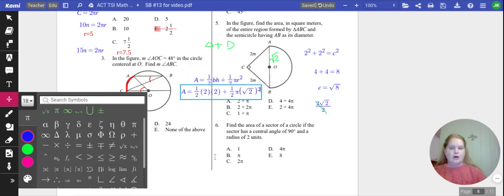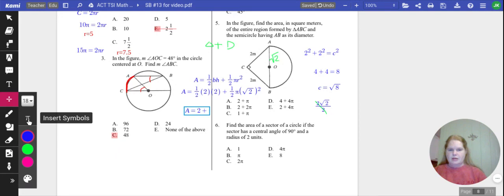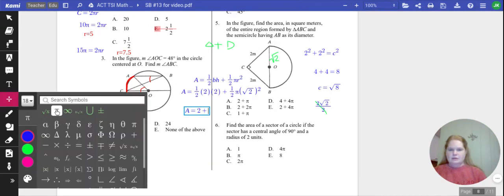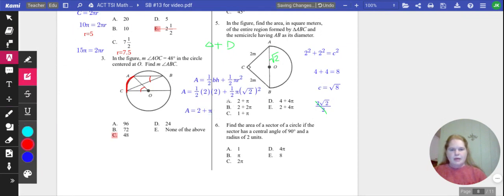Now I'm just going to simplify all of those numbers. So area is 1/2 times 2 times 2. 2 times 2 is 4 times 1/2 is 2, plus square root of 2 squared. Remember, exponents first. That's 2. 2 times 1/2 is 1. So it's just a pi right here. So my answer is 2 plus pi. All that work, and that's what my answer is. And what did that end up being? A.